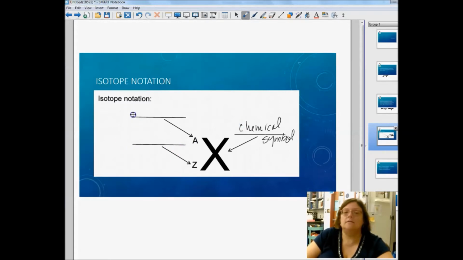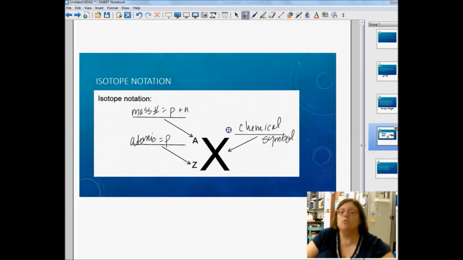Where A is what we call the mass number. The mass number is equal to protons plus neutrons. This is different from the mass on the periodic table, which is an average. The Z gives us the atomic number, which we've already discussed is equal to the number of protons.